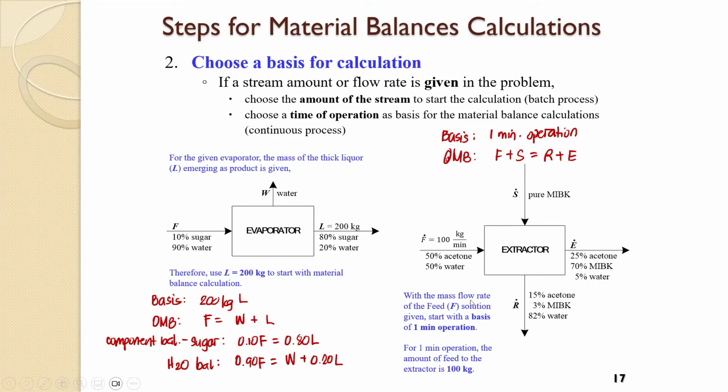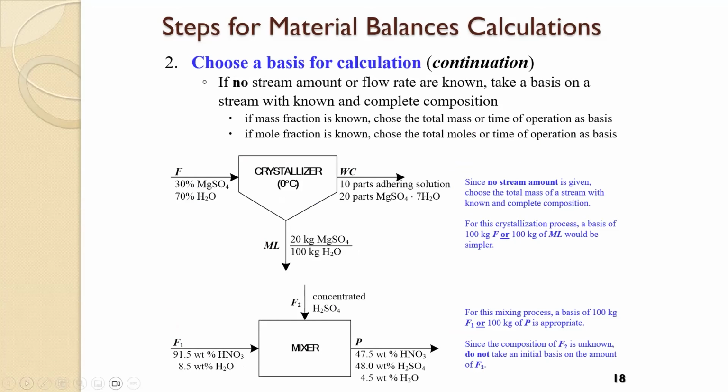So with the mass flow rate of the feed solution given, we start out with a basis of 1 minute of operation. For 1 minute of operation, the amount of feed to the extractor is 100 kilograms. So the calculations become mass basis. I'll just erase the period. Para 1 minute. All right, here, let's continue.